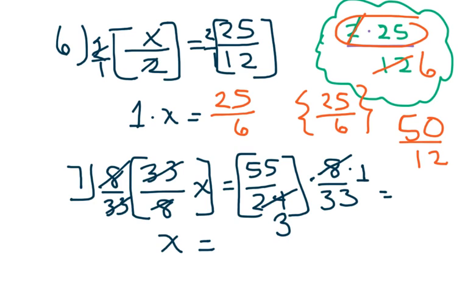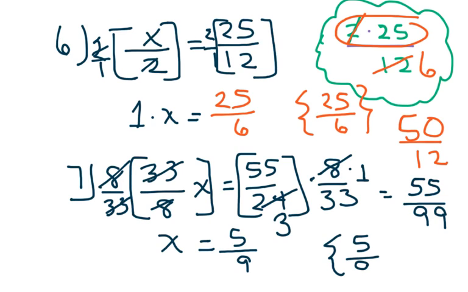I'm going to multiply across. I get 55 over 99, which reduces to 5 over 9, because 11 goes into both of those. So this would be 5 over 9. Again, 55 divided by 11 is 5, and 99 divided by 11 is 9.